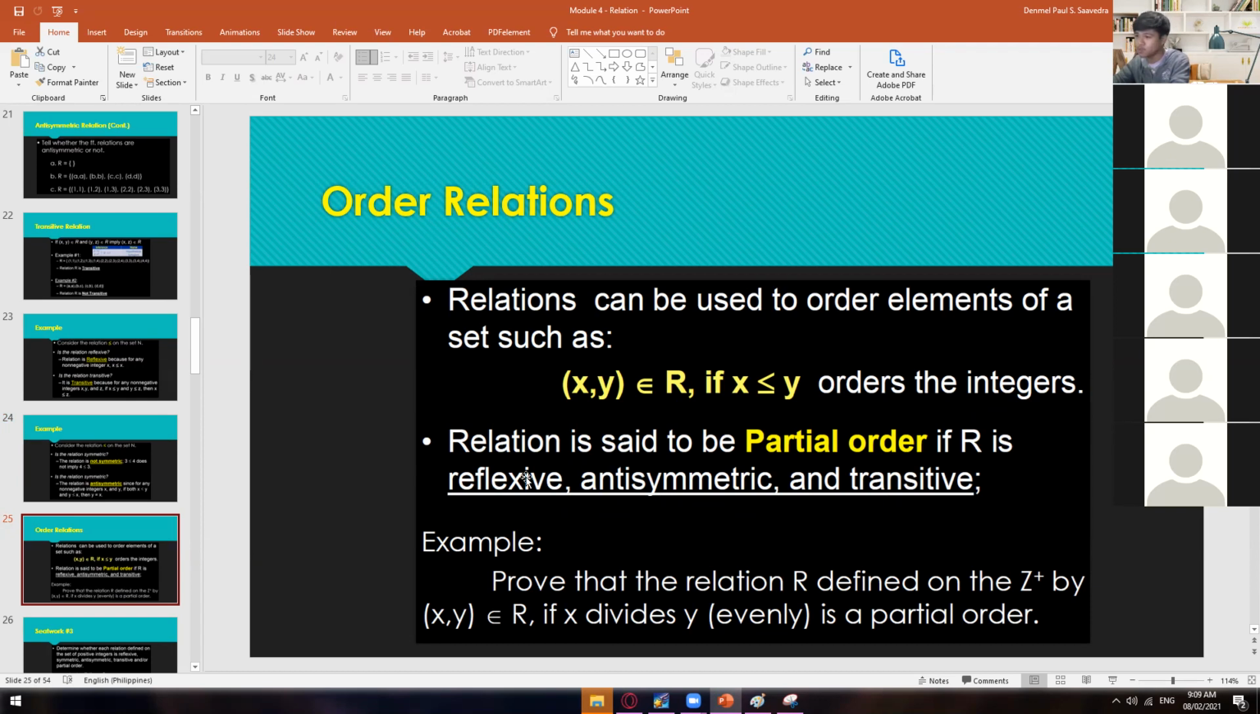Okay, if there is one relation that is not met on a particular example, then that one is not already a partial order. Okay, so you should have these three conditions or these three relations. Okay, reflexive, antisymmetric, and then transitive. So for you to be able to say that this one is partial order, just say RAT.